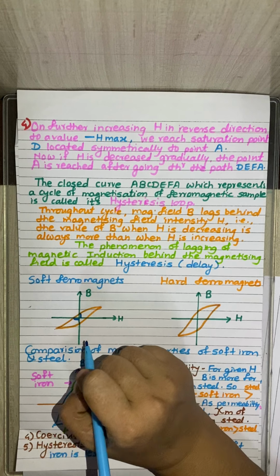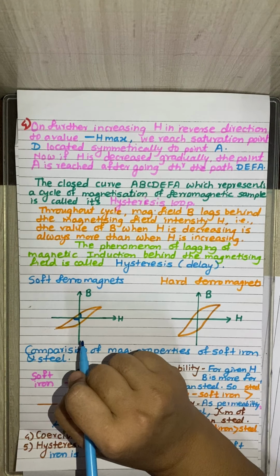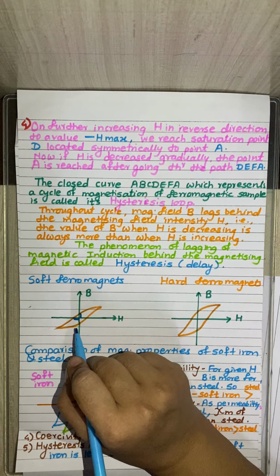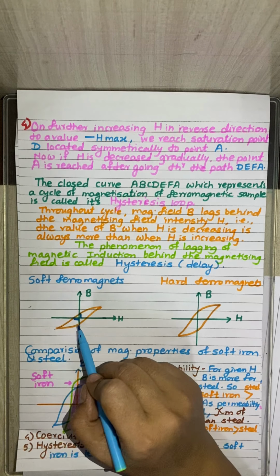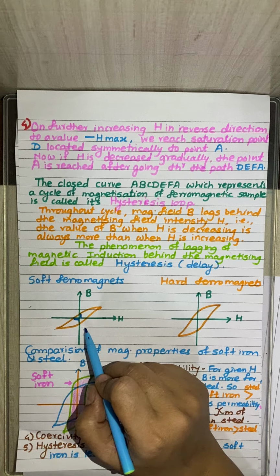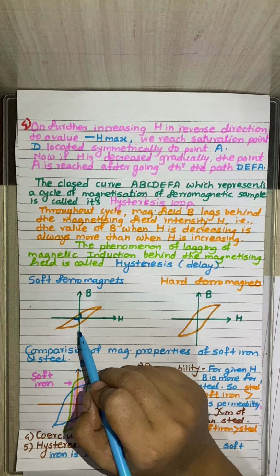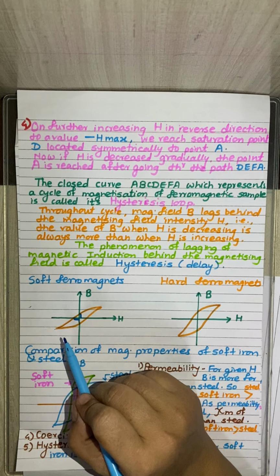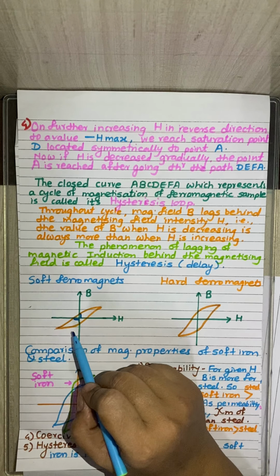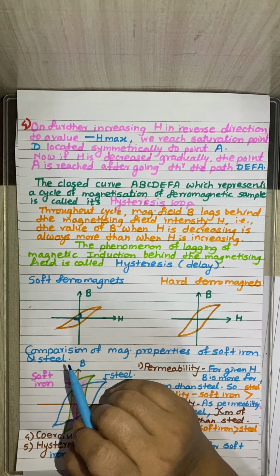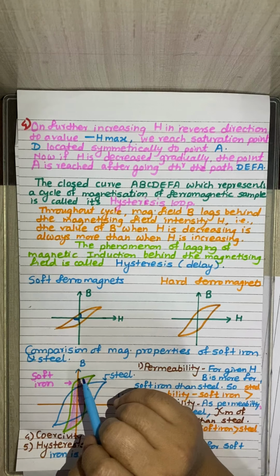But they have very high relative magnetic permeability. They are used as the cores of solenoids and transformers. So soft iron especially is called a soft ferromagnet or soft ferromagnetic material.